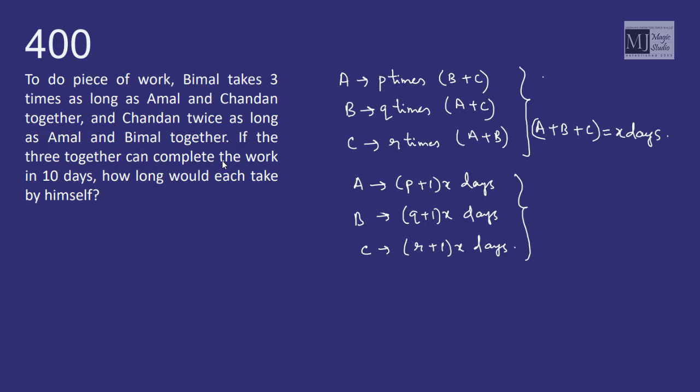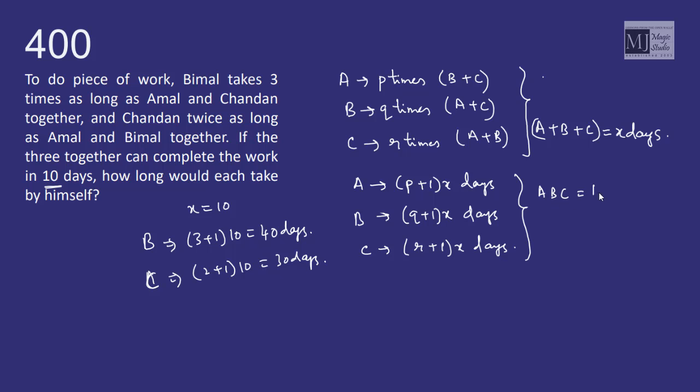If the 3 together can complete the work in 10 days, it means here X is equal to 10. B takes 3 times as long as A and C. Individual time taken by B would be 3 plus 1 into 10, that is 40 days. Chandan or C takes twice as long as A and B. That means C, Chandan will take 2 plus 1 into 10, that is 30 days. Now, what is available with us? See the power of LCM now. ABC takes 10 days, B alone takes 40 days, C alone takes 30 days.